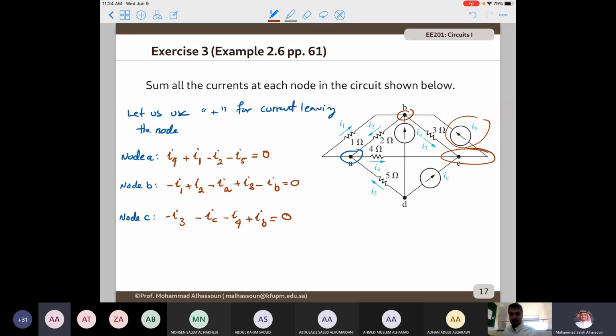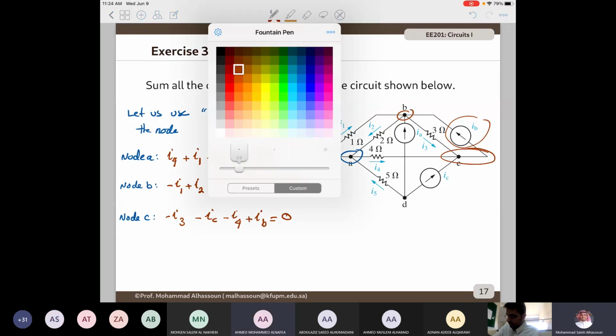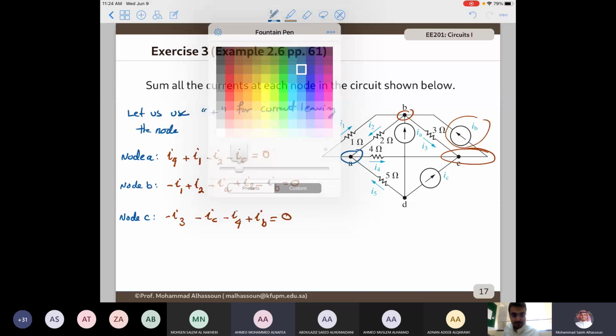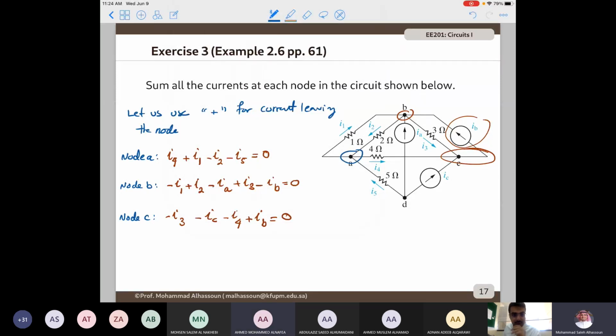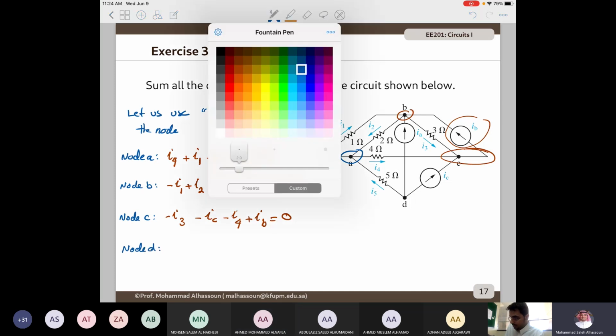Yes. I4 is continuing into C, because here there's no connection. Here it's like a jumping wire. It's not connected, there's no connection.